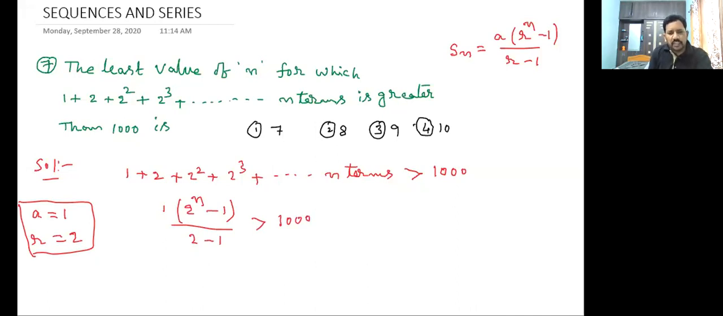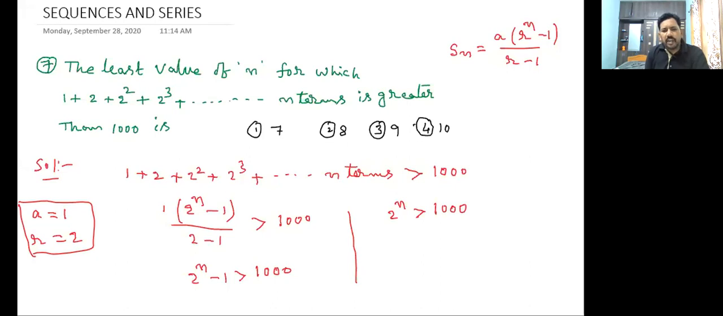Students, see the calculation. Denominator 2 minus 1 means 1 only. Now 2 power n minus 1 is greater than 1000. Now 2 power n is greater than 1000.